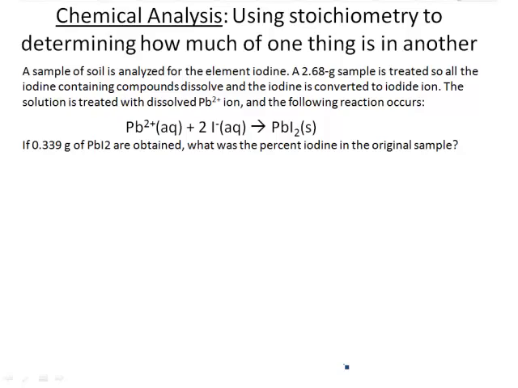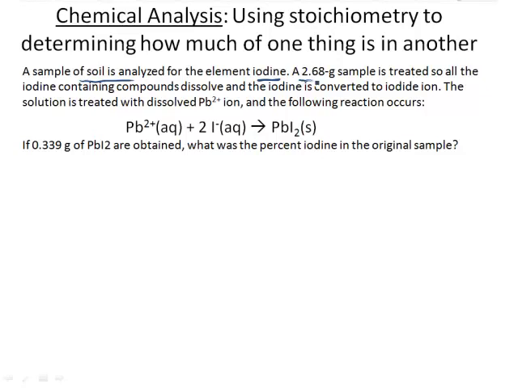Finally, we're going to talk about chemical analysis, and the idea is to use stoichiometry to determine how much of one substance is in a sample. We're going to do a little example here where a soil sample is analyzed, and we're looking for how much iodine is in it. This is not a particularly realistic example. I just made it up.